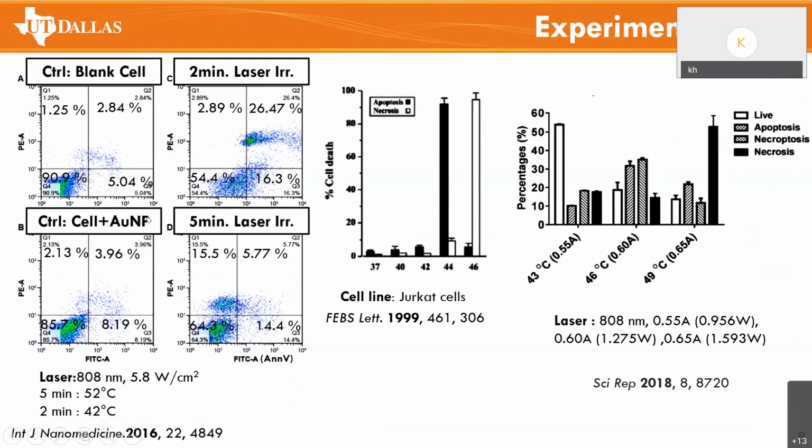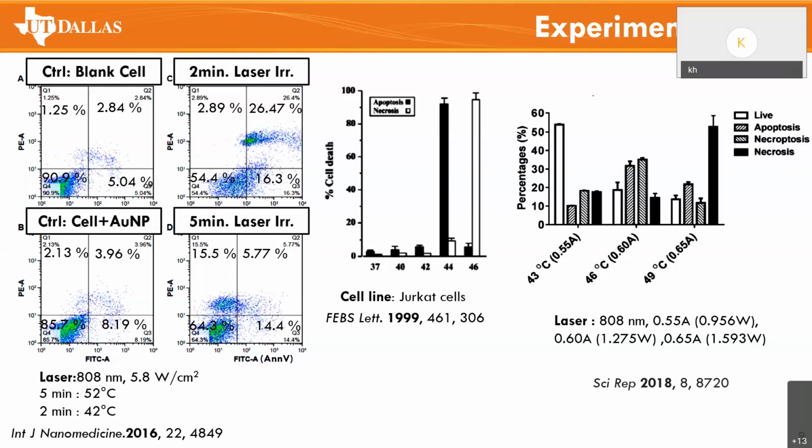Here is one example showing that they used gold nanorods and they irradiated the tumor for 2 different times, 2 minutes and 5 minutes. After 2 minutes of laser radiation, most of the cells underwent apoptosis. But after 5 minutes of radiation, most of the population observed were necrotic cells. So this result also confirmed what I mentioned before, that a low dose of heat induced apoptosis, but a high dose of heat induced necrosis. Based on the temperature, after 5 minutes the temperature was 52 degrees Celsius, and 2 minutes reached 42 degrees Celsius.